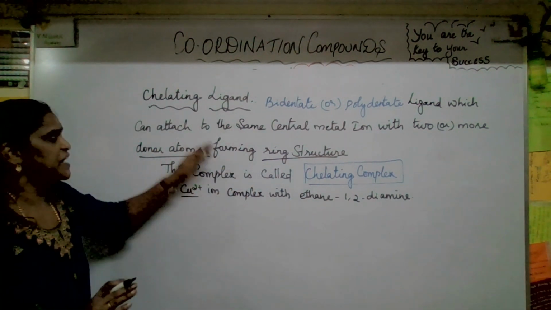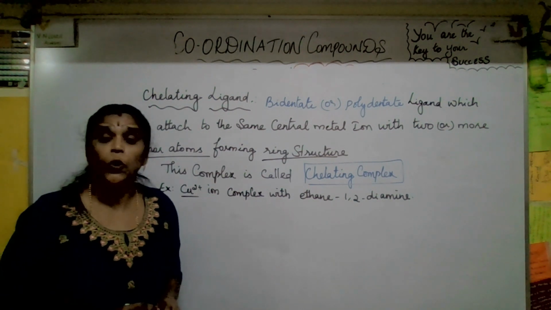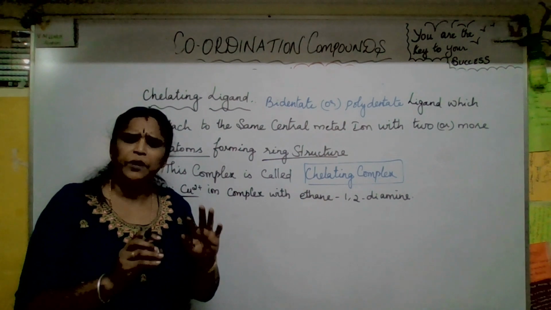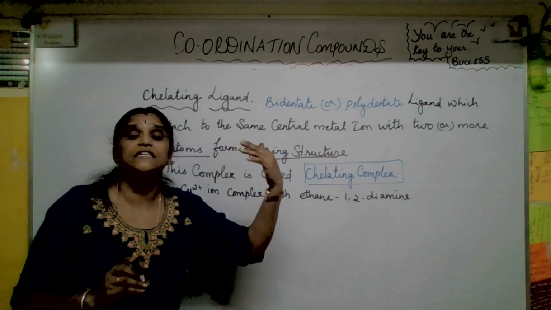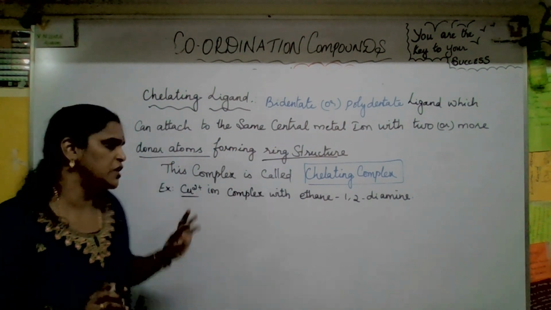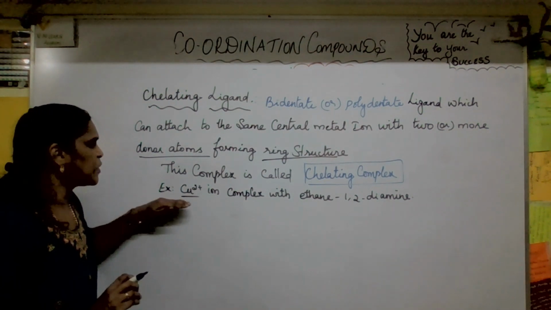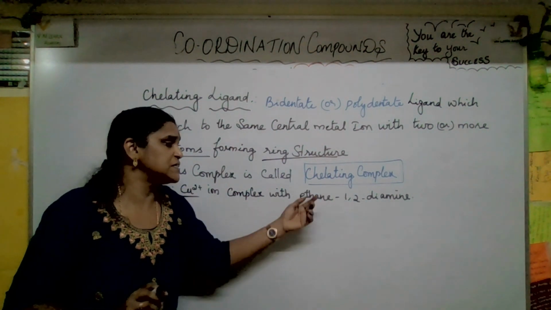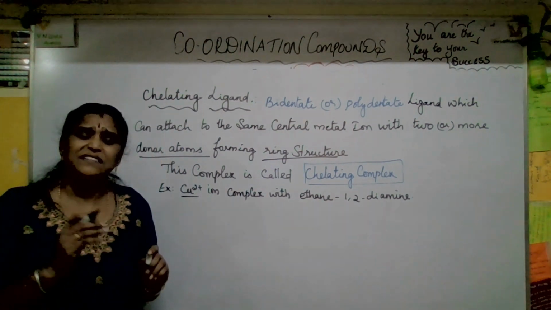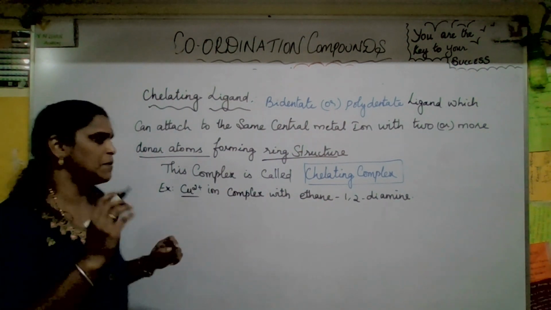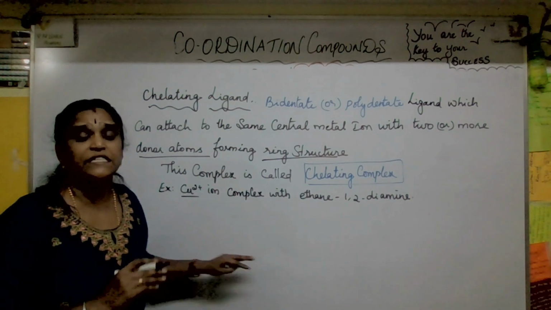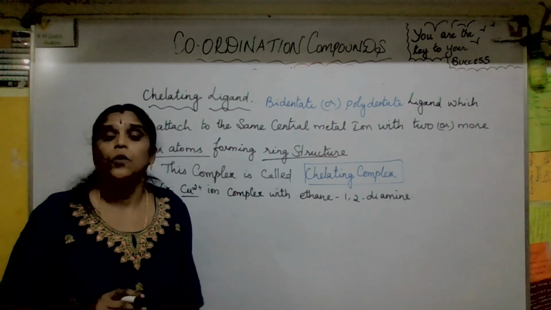So that is called a chelating ligand. Hope you can remember that. What do you mean by chelating ligand? Remember, a chelating ligand means a ring structure formation. Now, they have given the example of copper 2 plus ion complex with ethylene diamine, that means ethane 1,2 diamine. That is the main point you please remember for all these examples: ethylene 1,2 diamine.